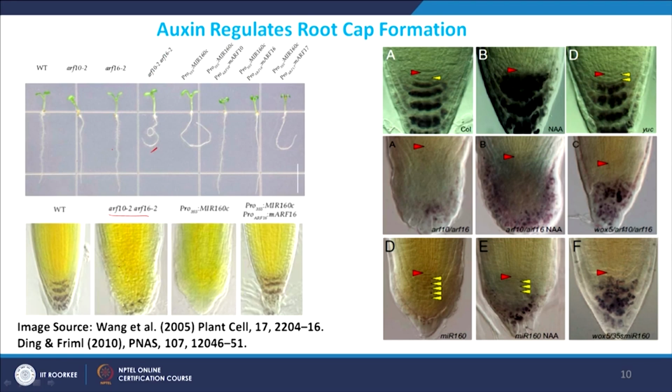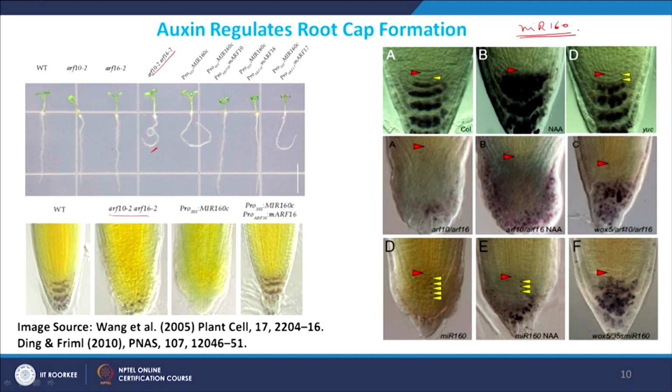And if you look at the columella, what happens in wild type, you have mature or differentiated columella, but in this mutant background most of the columella cells are not differentiated. So, there is a problem in the differentiation, they are more dividing, and the number of layers is also increased. Another important thing is that auxin response factor 10 and 16 are regulated by microRNA 160.